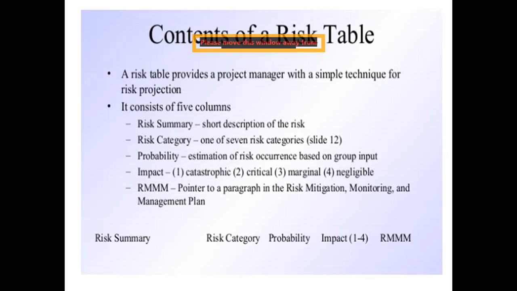Okay. Another column in the table we will consider is R triple M. And what is this R triple M? You can call it the risk mitigation, monitoring and management plan. So this is the abbreviation for risk mitigation, monitoring and management plan. This is the full form of R triple M.